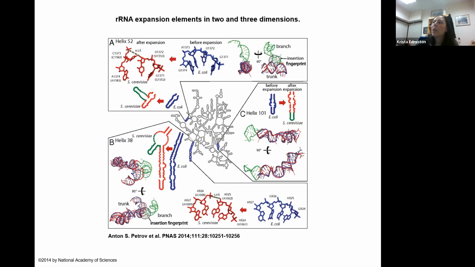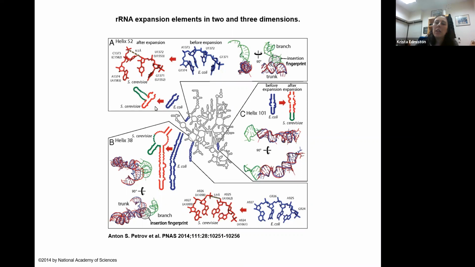So one up here, one of these little stem loops here, here, and here. And it's comparing the E. coli version of that to the Saccharomyces cerevisiae, which is that baker's yeast version of that, and how it has changed over the years. So we can see here is the E. coli version. And then in the Saccharomyces cerevisiae, that yeast, we've gotten this change in the structure.